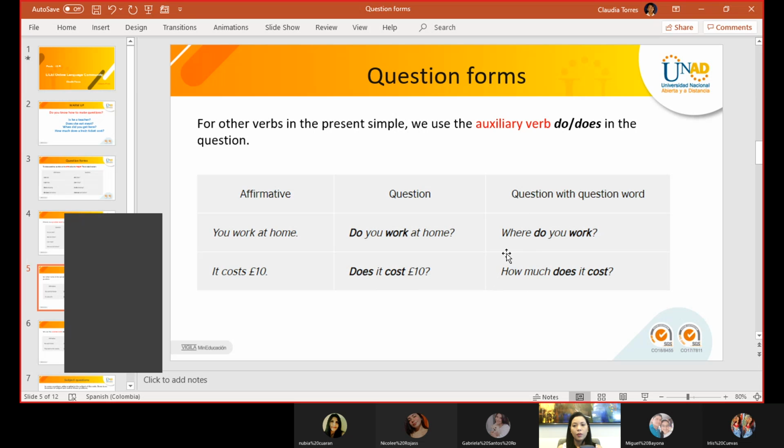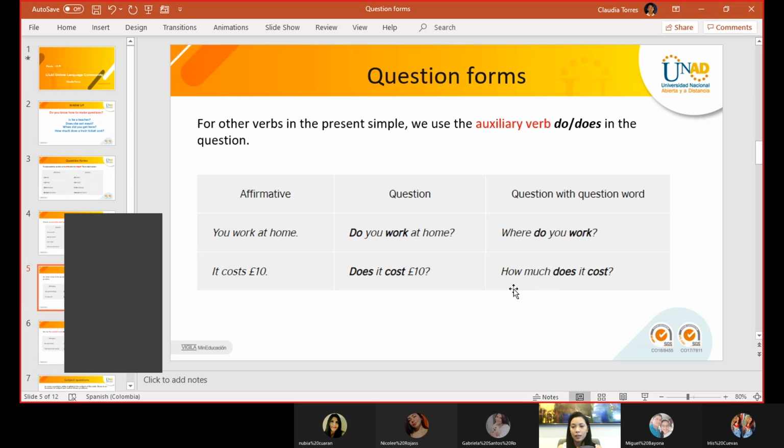And then, remember, we also have question words that we can add to that question. So, where do you work? You see, so it changes. Where do you work and do you work at home are completely different answers.